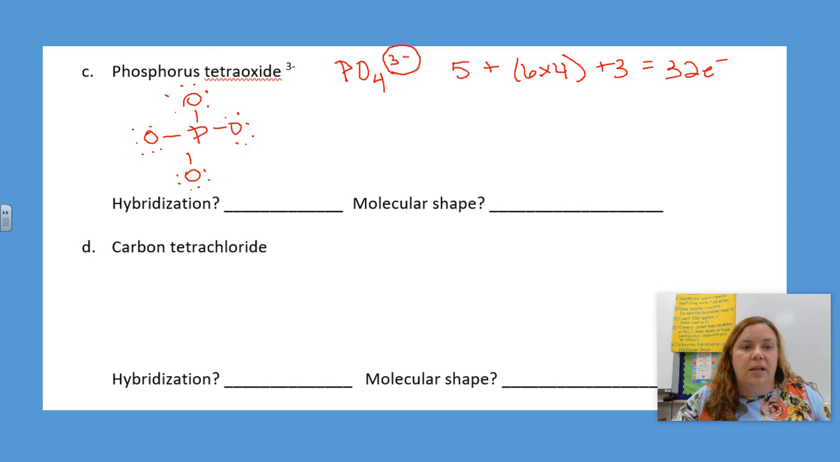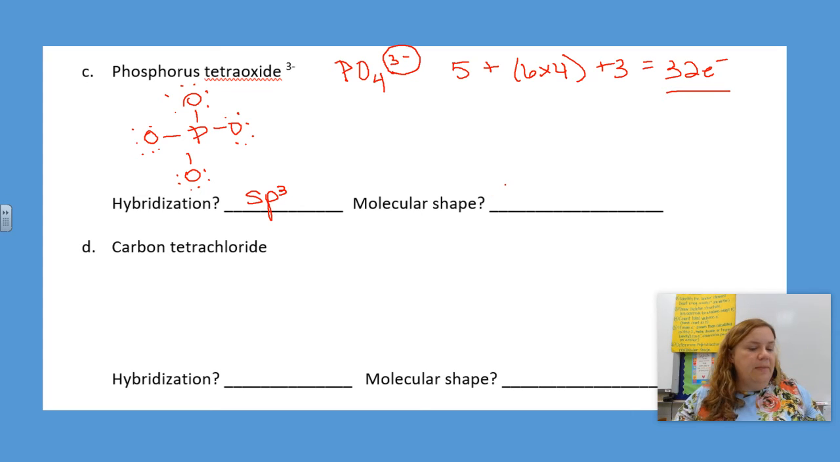And if I count them total, I have 2, 4, 6, 8, 10, 12, 14, 16, 18, 20, 22, 24, 26, 28, 30, 32. That's the number of electrons I need, so I'm all set. How many things are attached to phosphorus? There's 4 things attached. So we have an sp3. S is 1 with 3 p's.